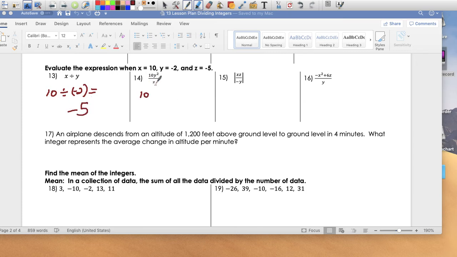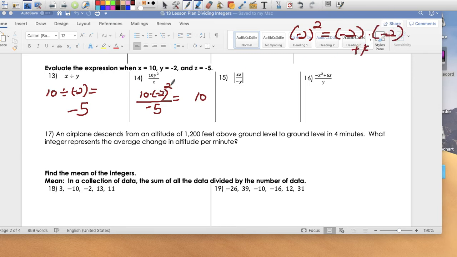Likewise, I got a 10, and then y. Y here is negative 2, so let me write the negative. Y is negative 2. I'm going to take that to the second power and divide that by z, which is negative 5. Careful how you do this. Order of operation, you have to do the exponent first, so I'm going to get 10. And negative 2 to the second power is negative 2 times negative 2. Negative times a negative is a positive, and 2 times 2 is 4.